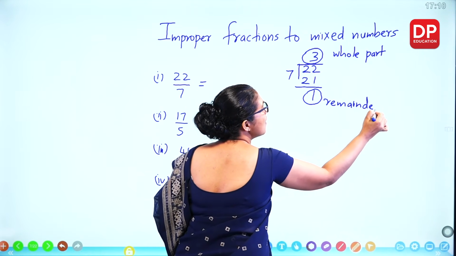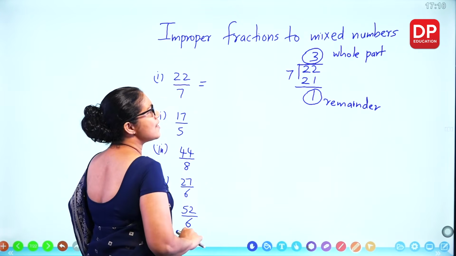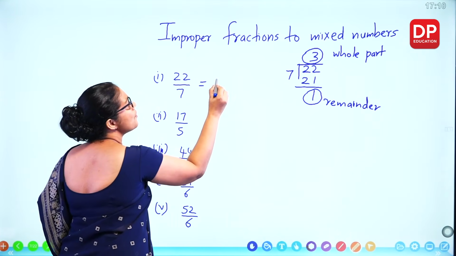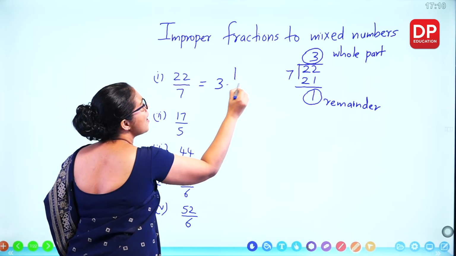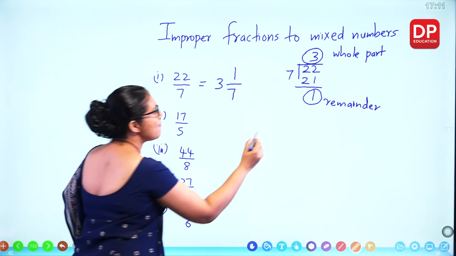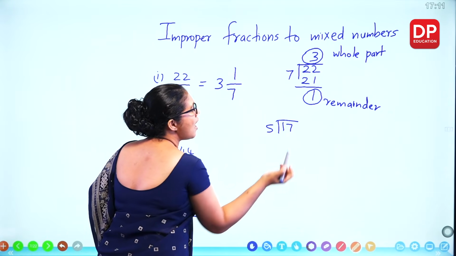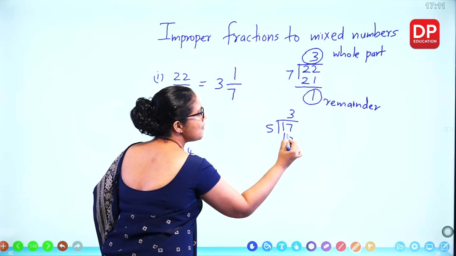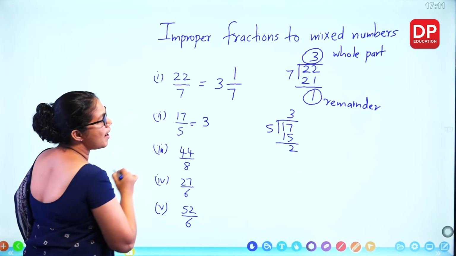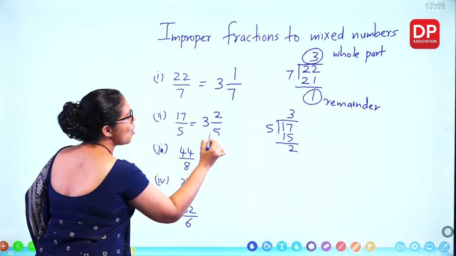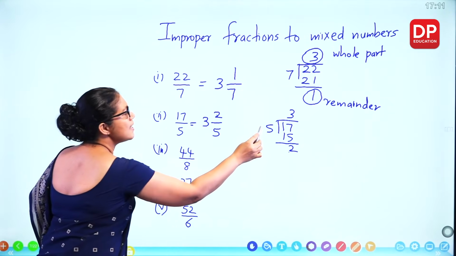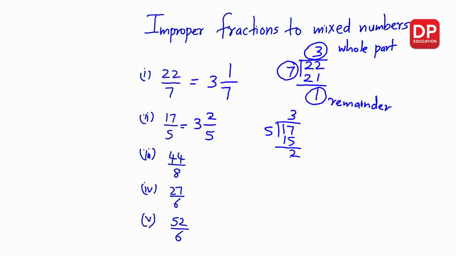For the remainder, we take 1 out of 7. 7 is called the divisor. So how can we write this number? 3 whole parts and 1 part out of 7. How can we do this one? 17 divided by 5. You do long division. How many 5s in 17? 3, 15, remaining 2. So how can we write it down? 3 full parts, 2 parts out of 5. So the remainder comes to the numerator and this is the divisor. I'll write down, this is called the divisor.